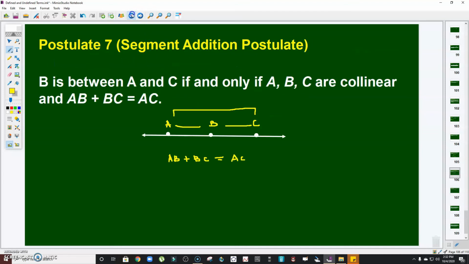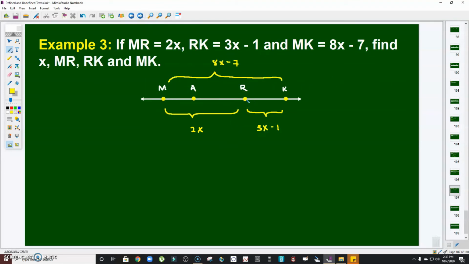So again, based on postulate number 7, the segment addition postulate, clearly R here is between M and K, right? So our working equation here should be MR plus RK equals MK. That is 2x plus 3x minus 1 is equal to 8x minus 7. Then combine like terms. So that will be 5x minus 1 equals 8x minus 7.